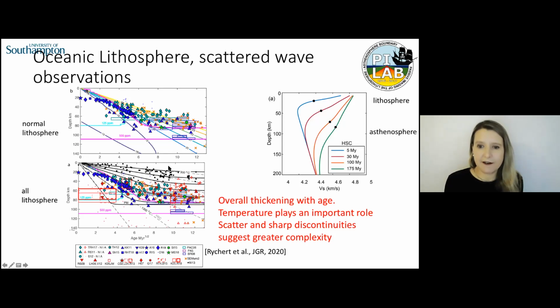However, there's scatter, and when you consider all oceanic lithosphere, including things affected by hotspots, say, or previously affected by hotspots, you get much more scatter. What this suggests is that overall, there is thickening with age, and therefore temperature plays an important role in determining the depth of the LAB. However, the fact that all of these scattered wave observations require something sharper, something more like this, in terms of a velocity gradient in depth, and also all of this scatter suggests that something else is going on, and there's more to it than just a purely thermal model.